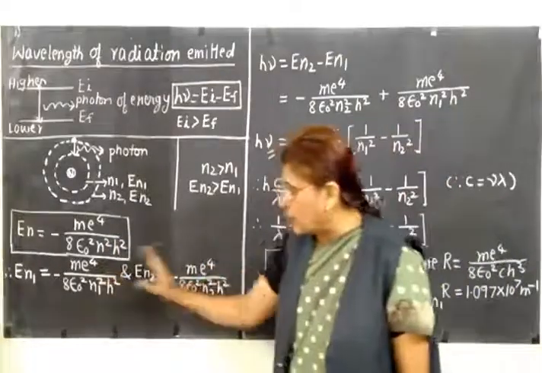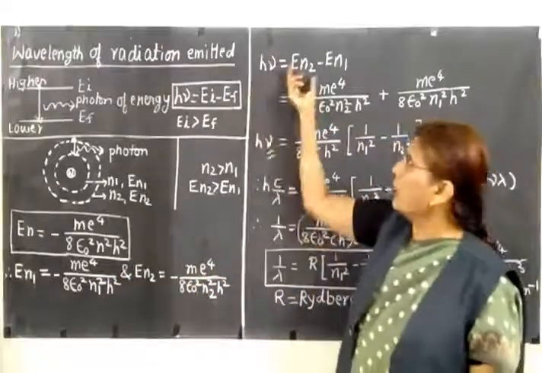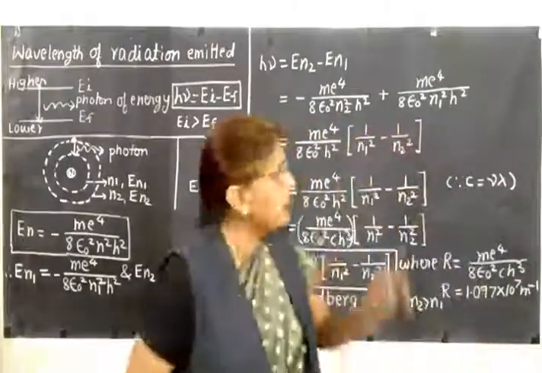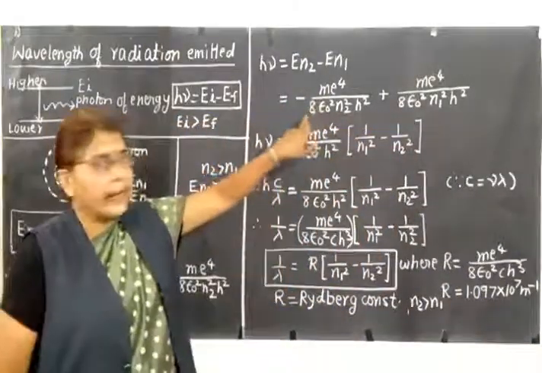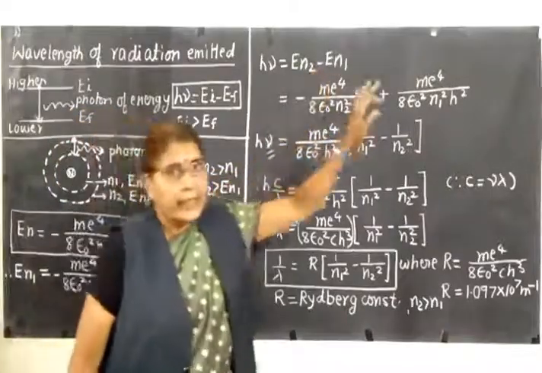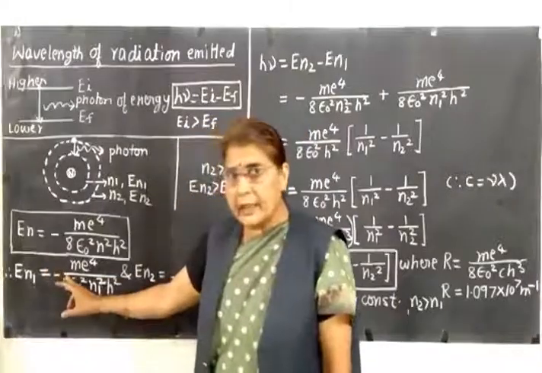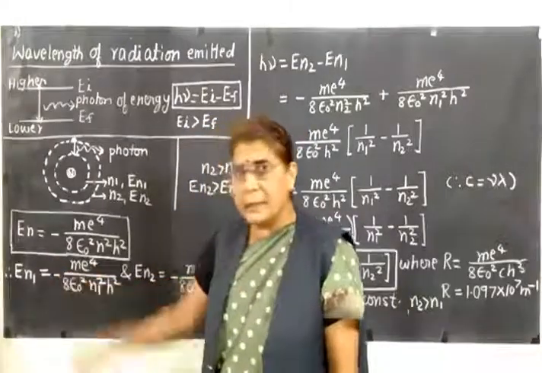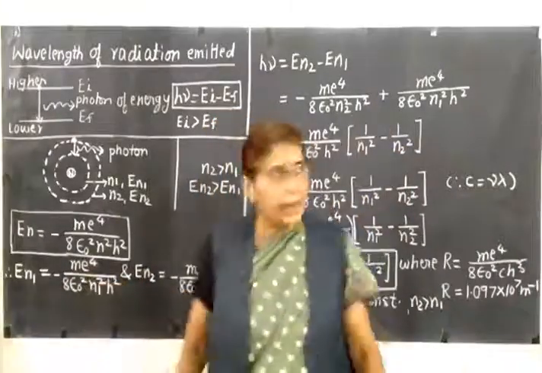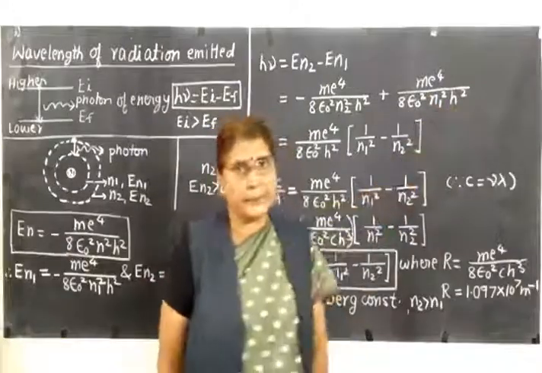Let us put these values of En1 and En2 in this equation. So En2 comes with a negative sign, so I have written that as it is: minus m e raised to 4 by 8 epsilon 0 square n2 square h square. Then minus En1. This is already with a negative sign, so minus of minus will become plus. So you will have a plus sign here, then m e raised to 4 by 8 epsilon 0 square n1 square h square.